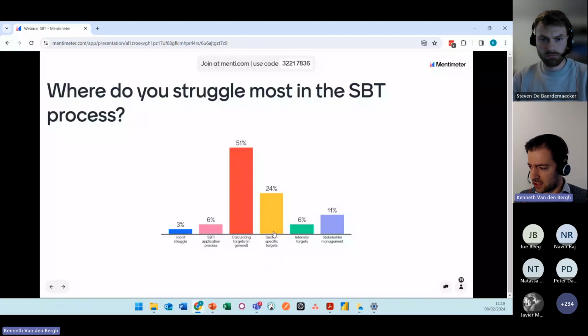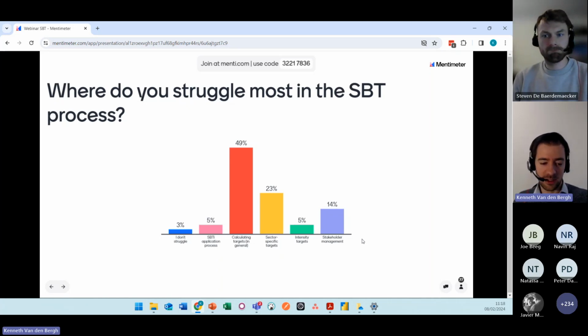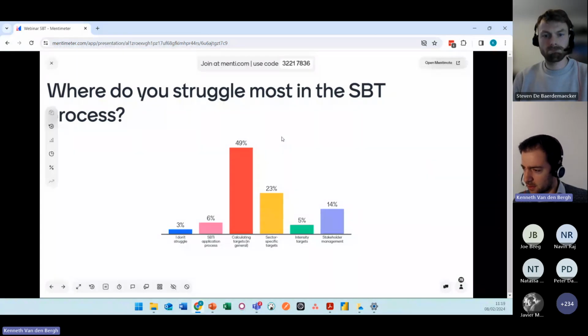And then you see there is a quarter of the group also struggling or having some questions on sector-specific targets. Stakeholder management is very broad, so I'm also interested on purpose. We've put it here very broad. So the people who answered here, if they want to specify what exactly they're struggling with on stakeholder management, please feel free to put that in the chat. It's something we will not address in detail in the rest of the slides. We'll focus more on the targets itself, in line with the red and the orange block, but nevertheless interested to learn from that and exchange on stakeholder management as well.